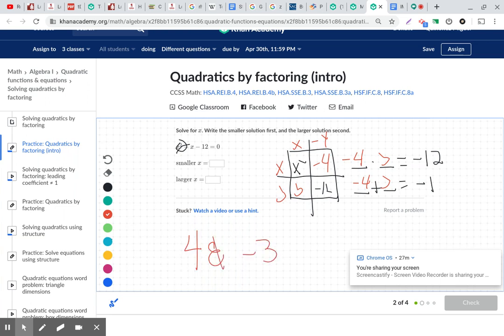What am I hearing in the background? Oh, my wife's printing some stuff.